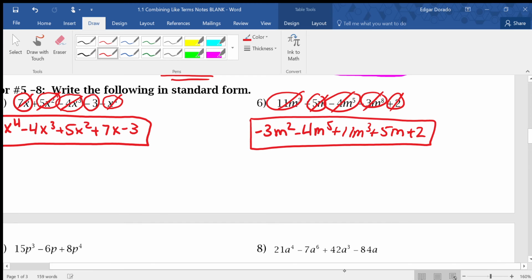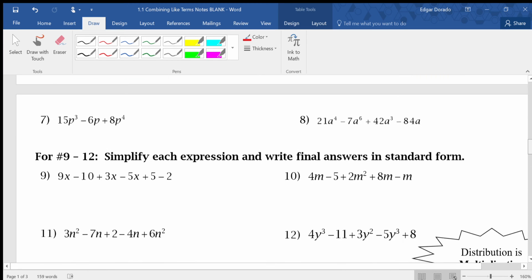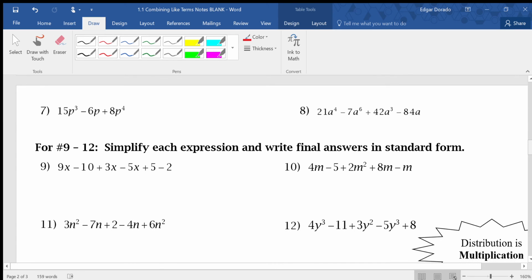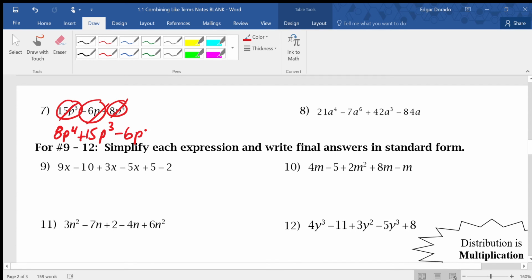Okay. Hope you guys are getting the hang of this. I'm just going to do one more before I let you guys try this last one on your own. All right. So right off the bat, I see here 8p to the fourth, a positive 15p to the third, and finally my negative 6p. Now in this case, we didn't have a constant as our last term, but that's because there was no constant in the original expression. All right.